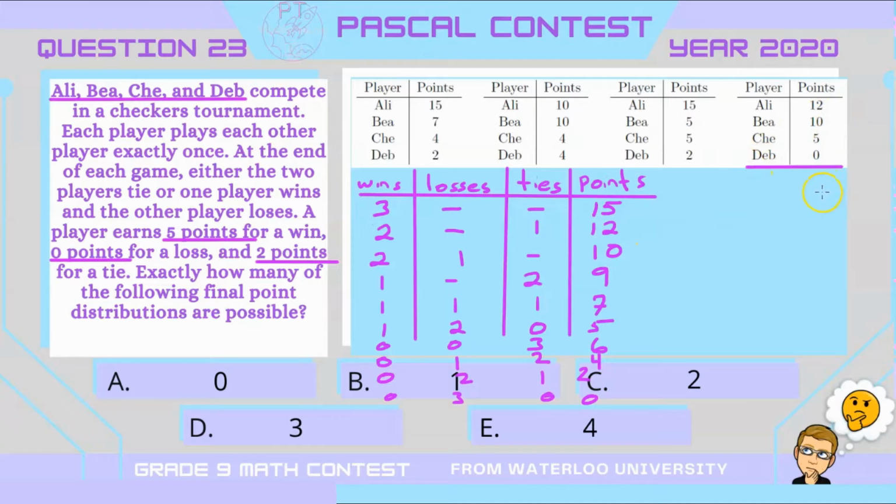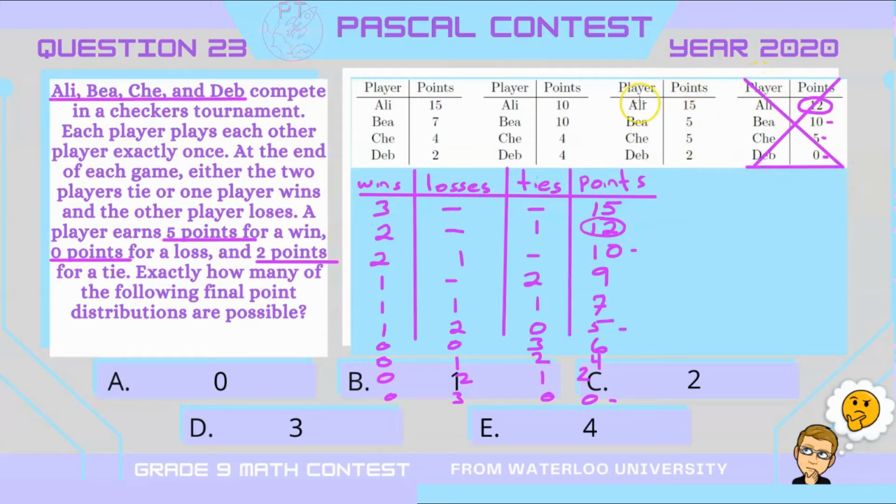In this 4th table, we can see that Ali has 12 points. It means one of them must have been a tie. But looking at 10, 5, and 0, over here 10, there's no ties. 5, there's no ties. And 0, there's no ties. So who did Ali tie with? No one. This is not possible.